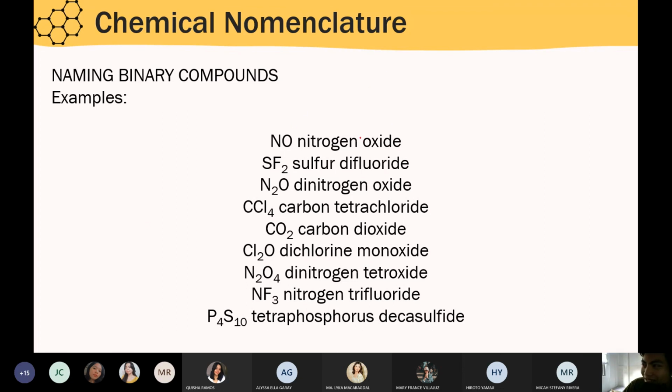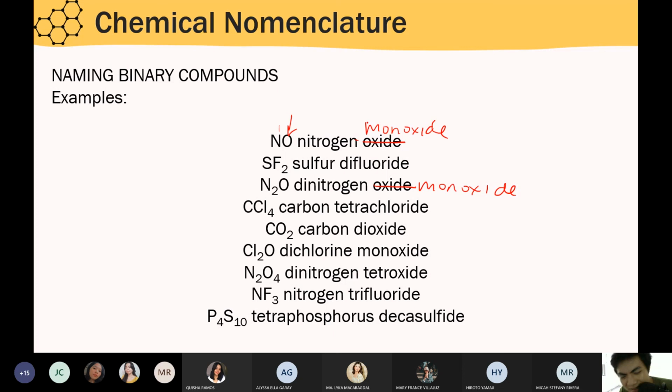I'm hurrying a bit because there are only 5 minutes left. So anyway, these are the names. This is actually wrong, so this should be monoxide. The name of this molecule here is nitrogen monoxide. Again, oxygen comes last, so you have to affix the ide suffix. As you can see, all the second elements have the ide suffix: monoxide, fluoride, chloride, dioxide, monoxide, tetroxide, fluoride, decasulfide.